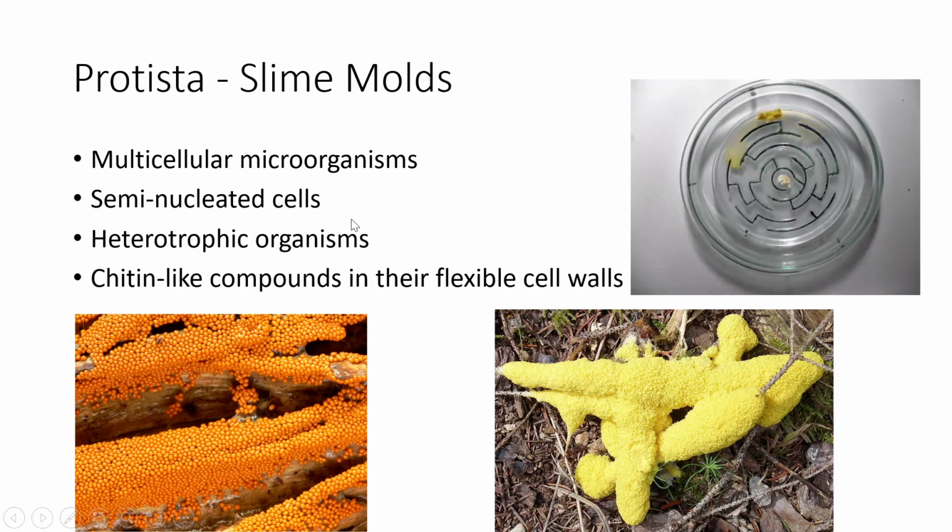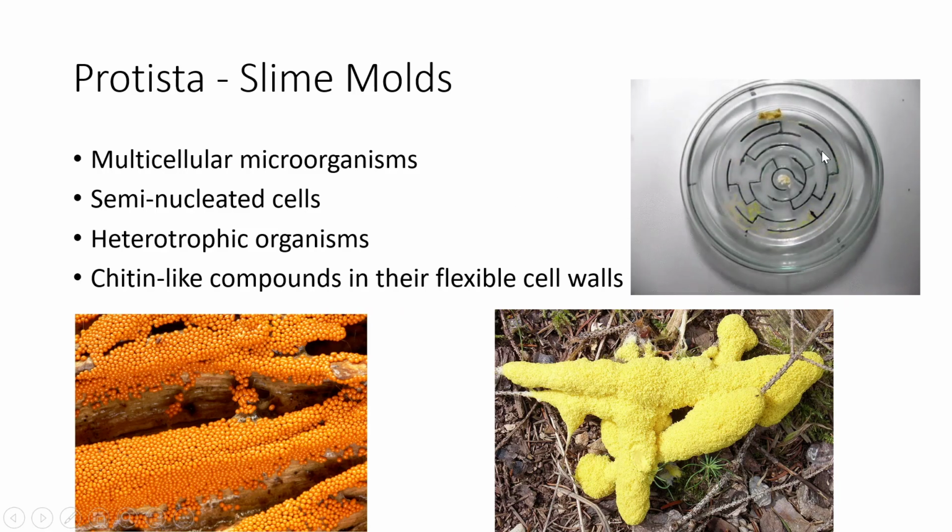So these are multicellular microorganisms. They have semi-nucleated cells, they're heterotrophic, and their chitin-like compounds are going to be inside their cell walls. They have a chitin-like compound, it's not exactly chitin, whereas you'll see in a second that the fungi do have chitin in their cell walls.